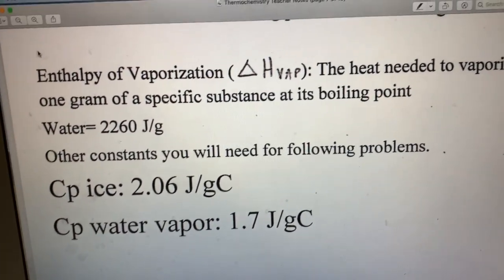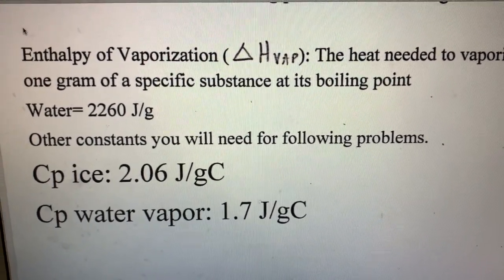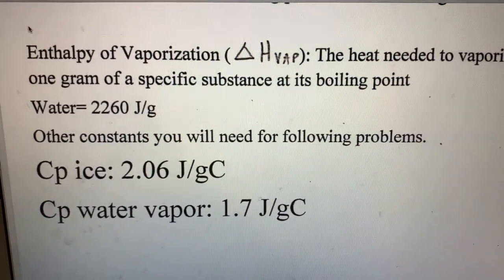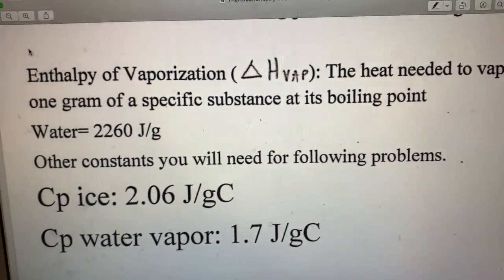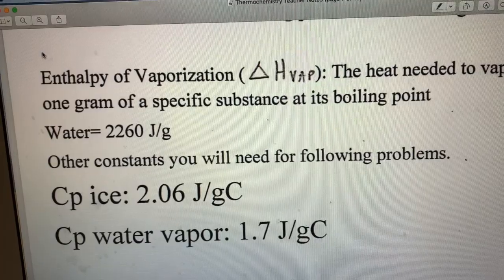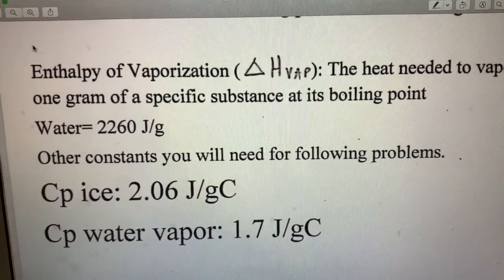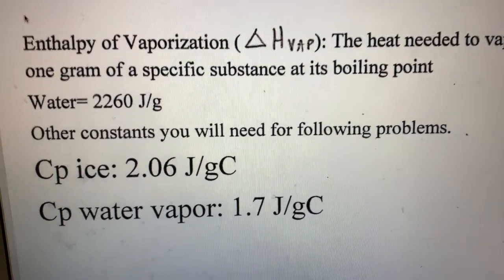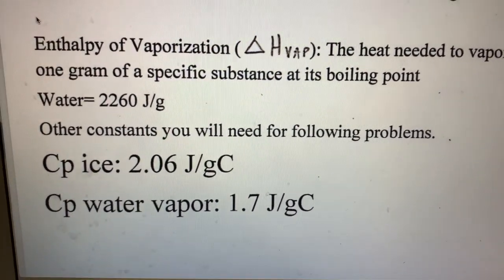which means its specific heat changes. If you recall from our first notes, specific heat is the amount of energy it takes to raise 1 gram of something 1 degree Celsius. For liquid water, that was 4.18. But for ice, it's 2.06. And for water vapor, it's 1.7. So you really just need to make sure that you're using the correct constant when doing your different equations.